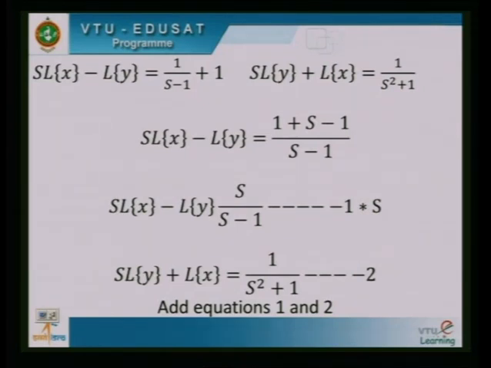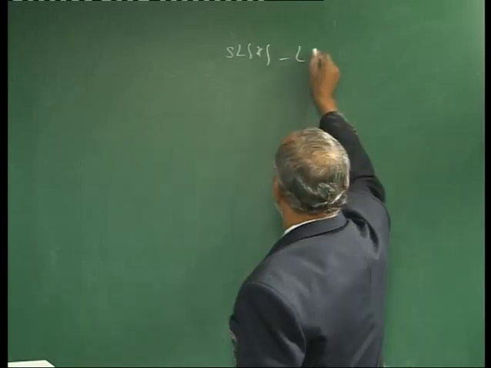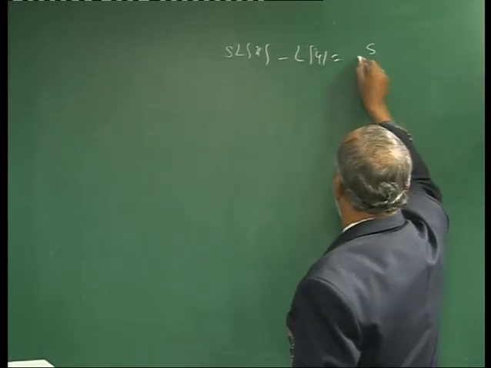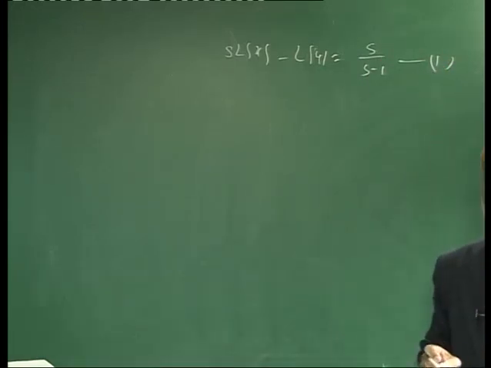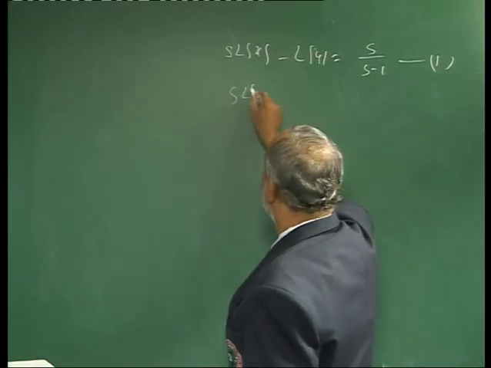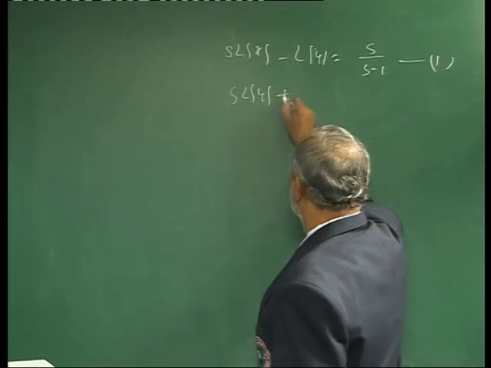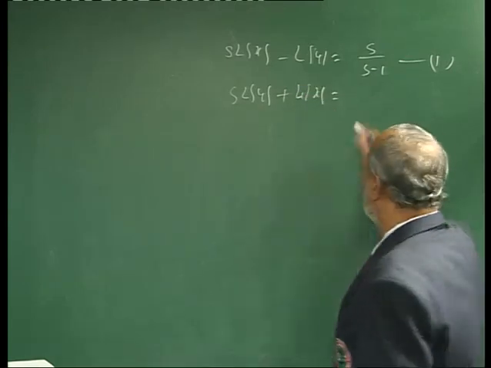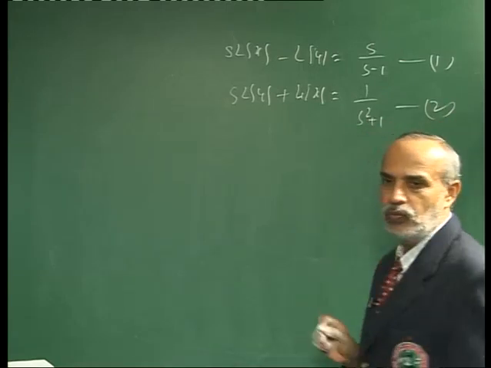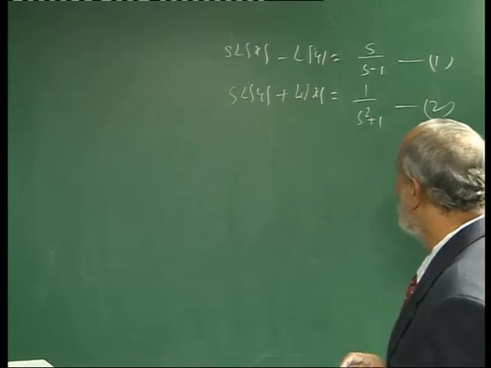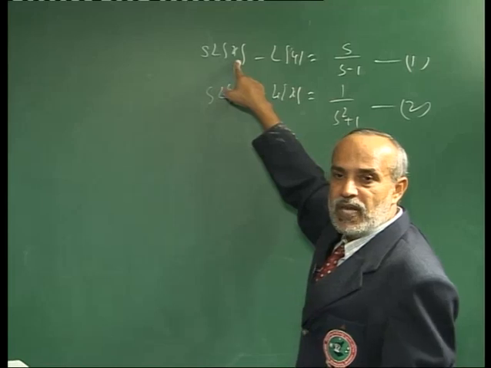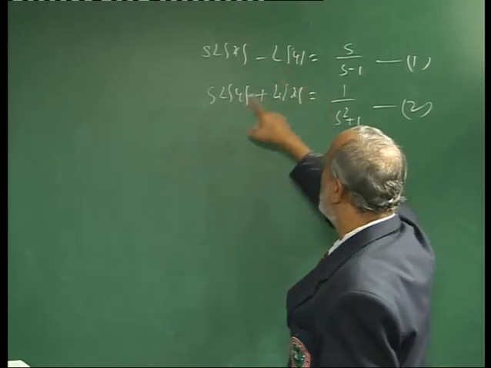See, now after getting this equation, S into L of x minus L of y is equal to S divided by S minus 1, call it equation 1. Next, what is the second equation? S into L of y plus L of x is equal to 1 divided by S squared plus 1, call it equation 2. See, here only L of x is there, here S into L of x is there. Here only L of y is there, here S into L of y.